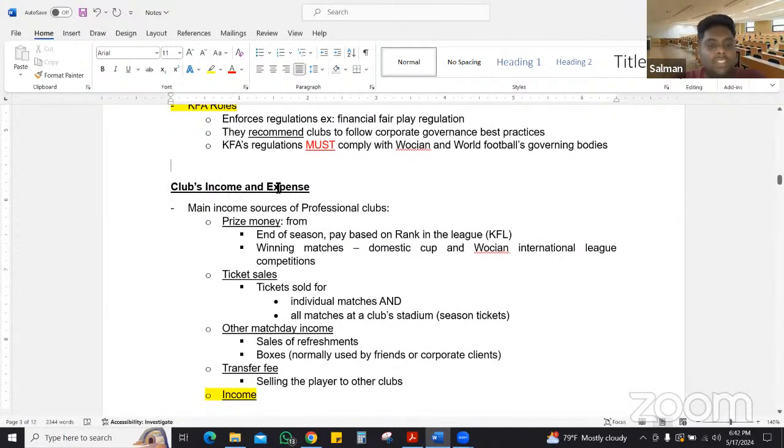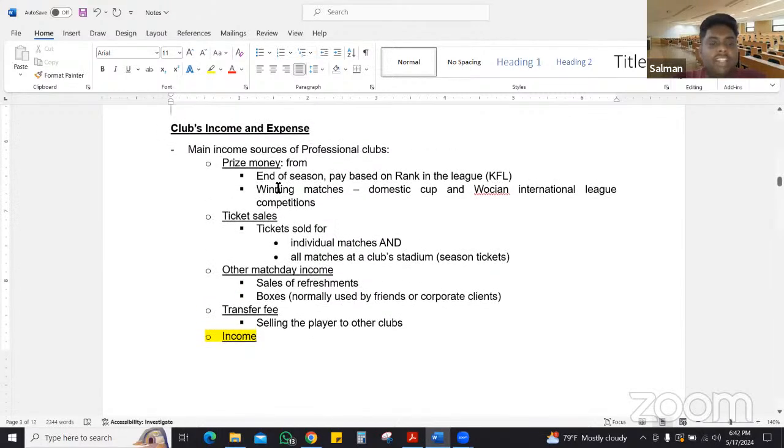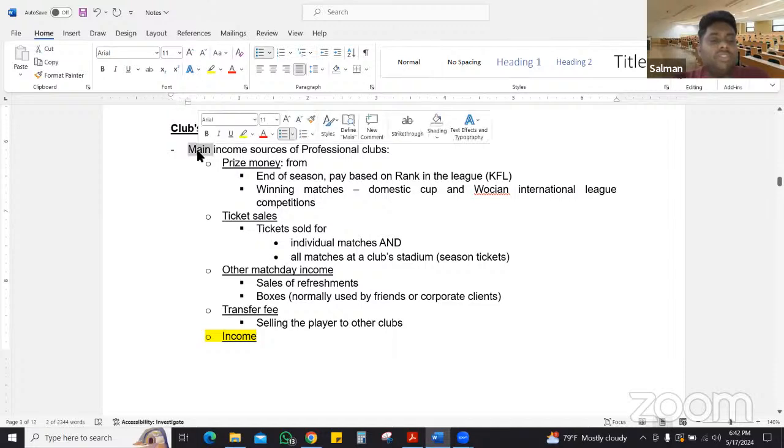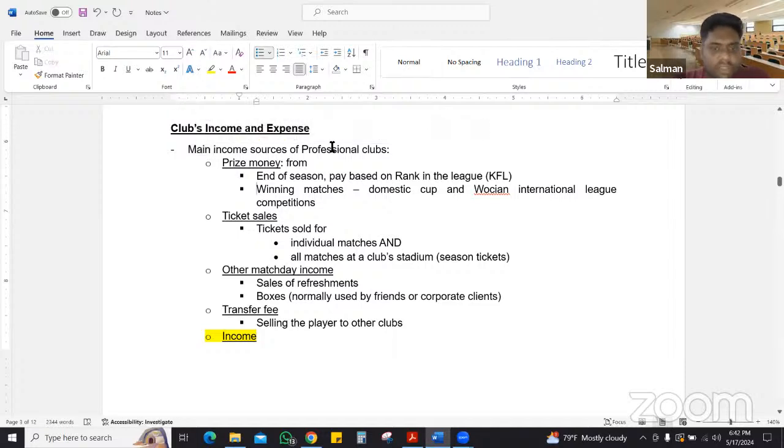Clubs' income and expenses. All right, now comes their main income and expenses. So far we were discussing many instances where we discussed that the main profit of a company comes from competitions. Now let's look at the breakdown. What are the main income and expense sources? Let's look at the income sources.